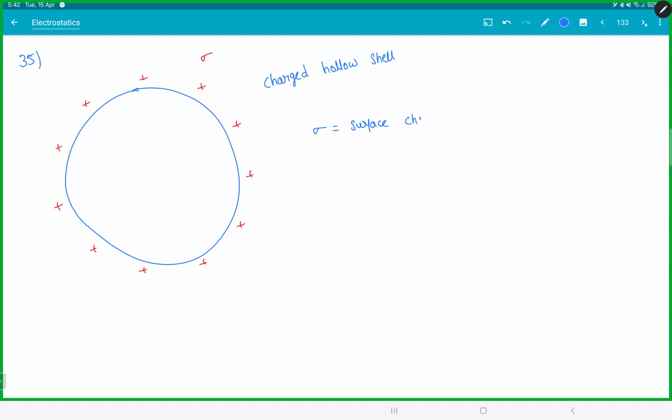Sigma is your surface charge density. R is the radius. T is the thickness. And it is given radius is much greater than the thickness, so it's a very thin shell. The radius is much larger compared to this. B is your breaking stress.